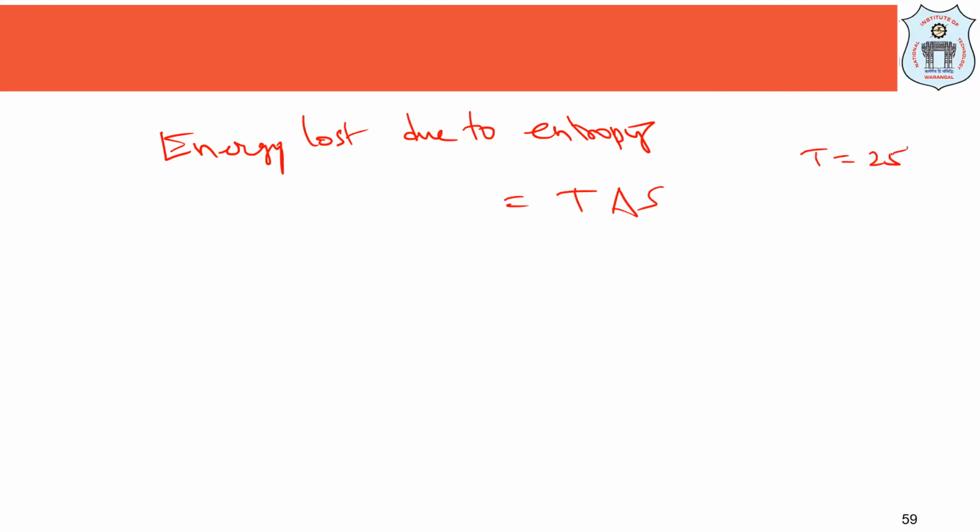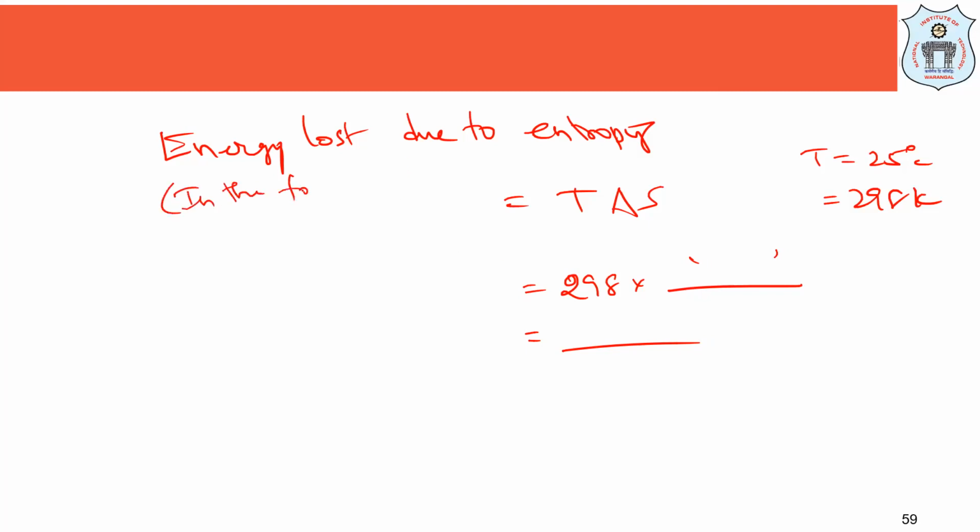Now, once you have the delta S value, what is the energy loss due to entropy? It is equal to T delta S. What is the temperature? 25 degrees Celsius, which is 298 Kelvin. So 298 into the value which you have calculated, please substitute here. So that is the energy lost in the form of heat. Okay, energy lost due to entropy in the form of heat. So that is your energy loss due to entropy.